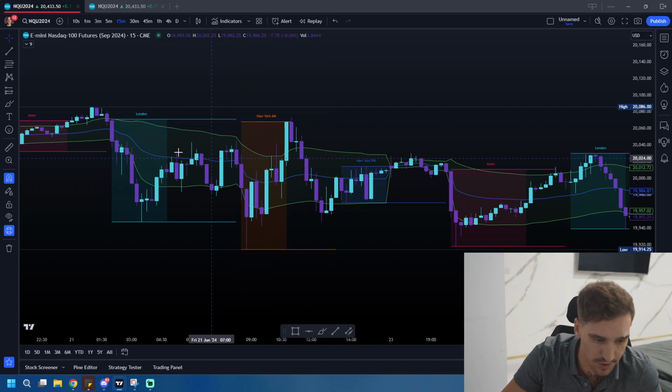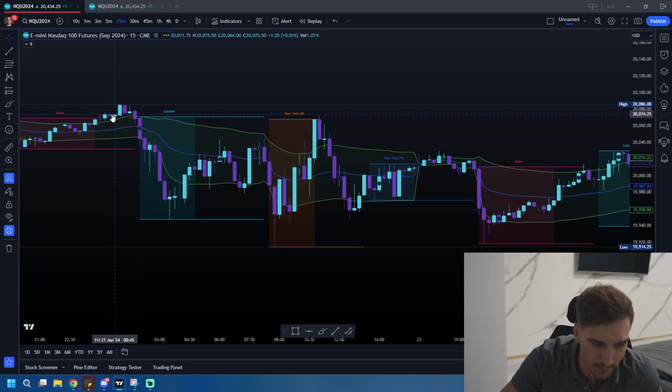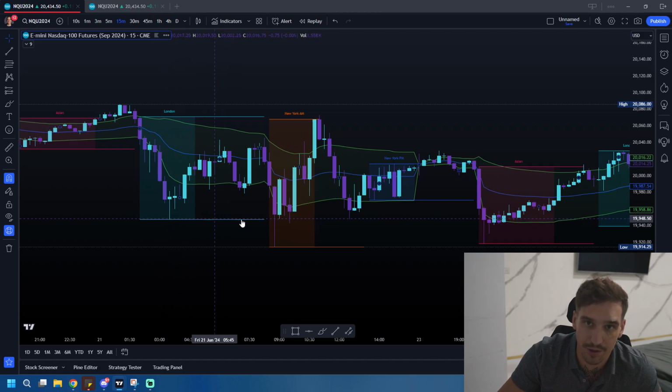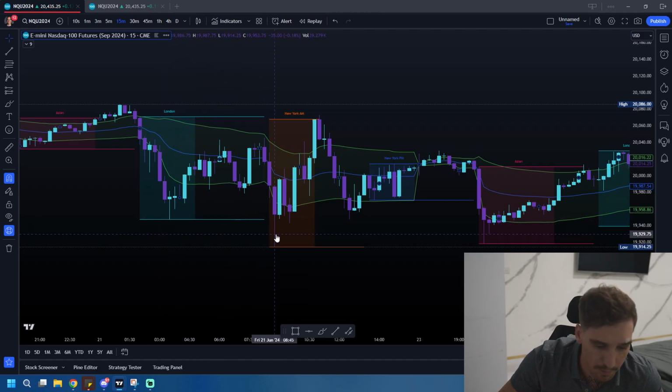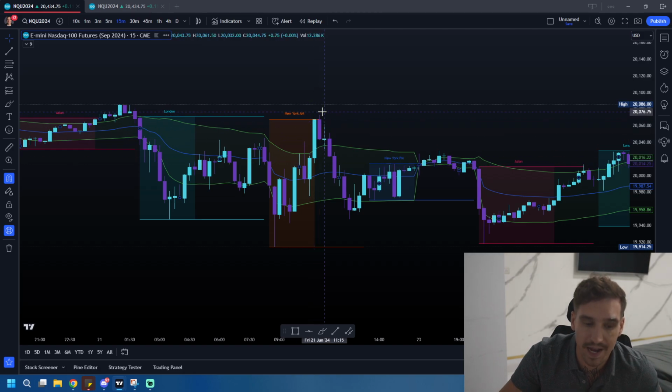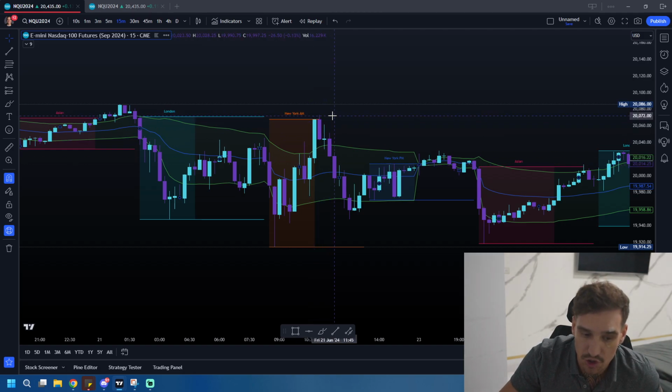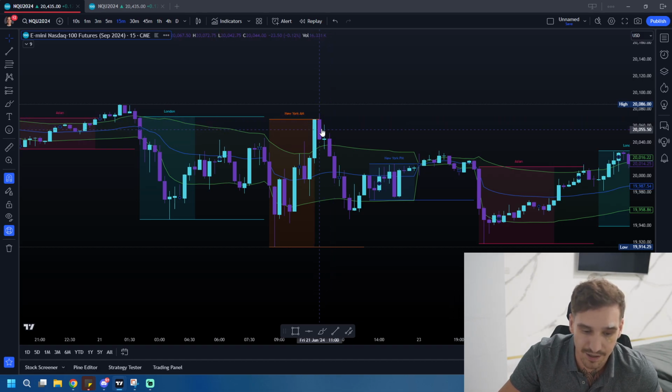So right here we saw the London high or Asia high right there. We saw New York Open dump off a cliff, sweep the London low, boom, boom, boom, come right back up, sweep, just barely touch. It actually did sweep the London high just by a tick, and then kind of just manipulate down and accumulate some more.